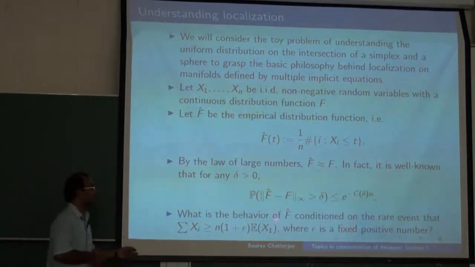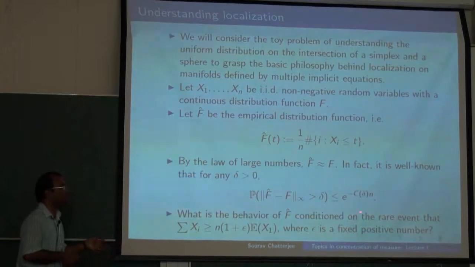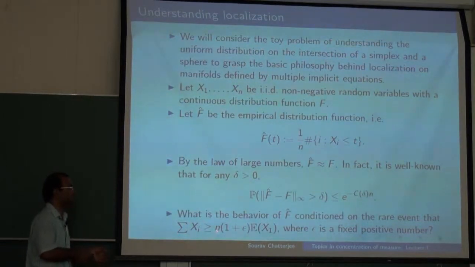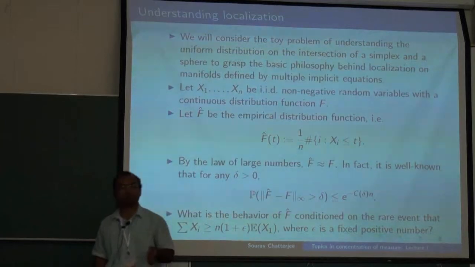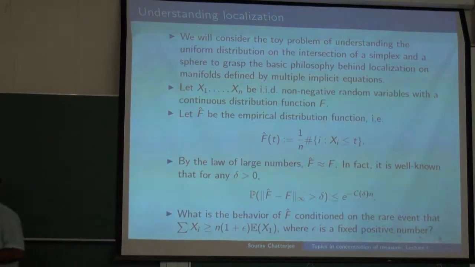Now you ask the question, what is the behavior of this F hat conditioned on the rare event that the sum of the xi's exceeds the expected value? The sum of the xi's is, by the law of large numbers, approximately n times the expected value of x1. So if you fix an epsilon positive, and you condition on this rare event, what is this F hat going to be? What is this empirical distribution going to be, conditioned on this rare event?